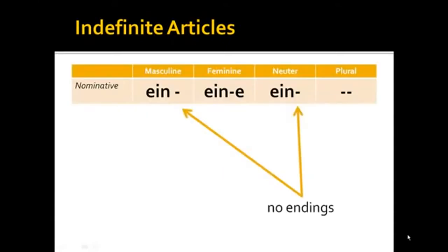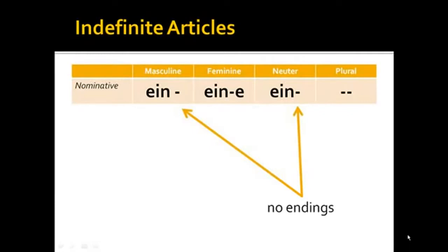In German, the indefinite articles are ein, eine, ein. There is no plural indefinite article because that's sort of impossible to do. We can't refer to a trees or a cars. You'll also notice that the only indefinite article that actually gets an ending is the feminine nominative. The masculine and neuter don't have any endings.